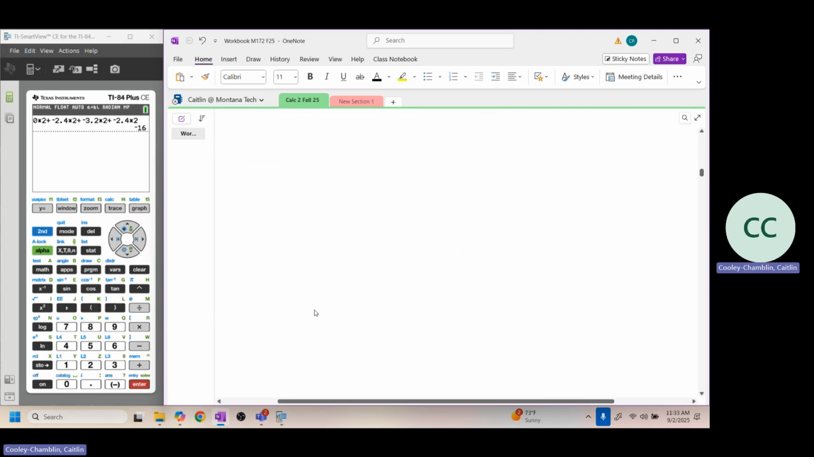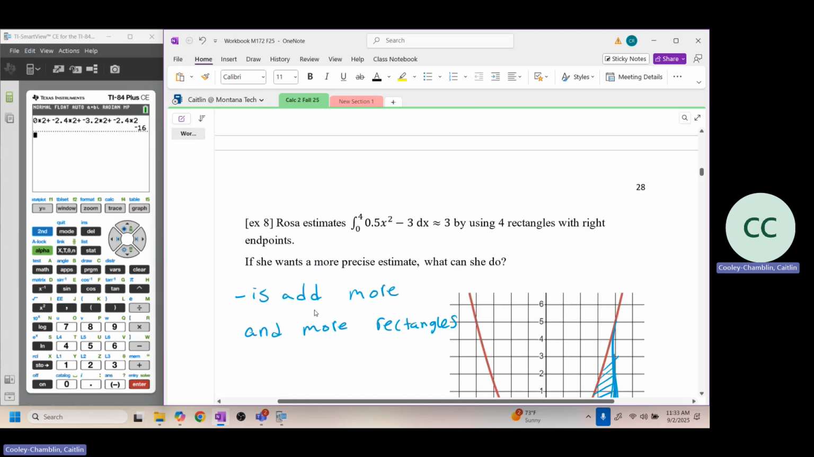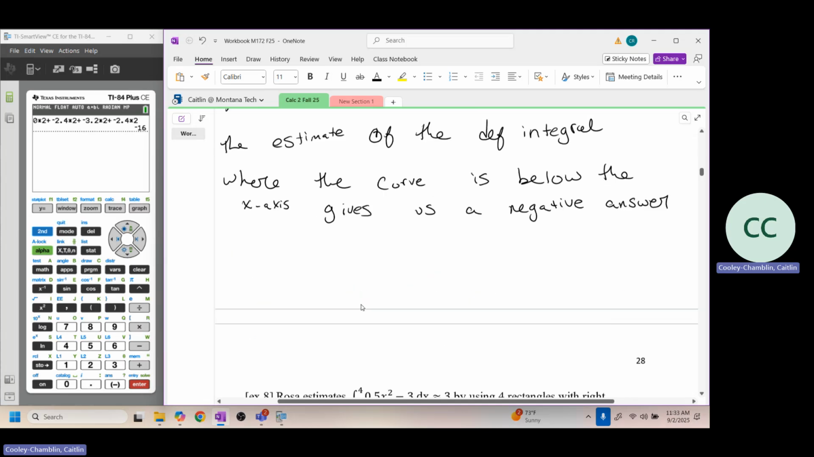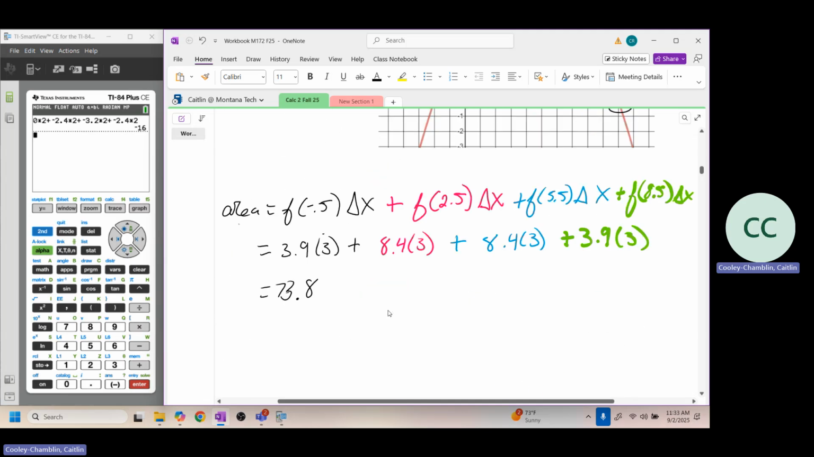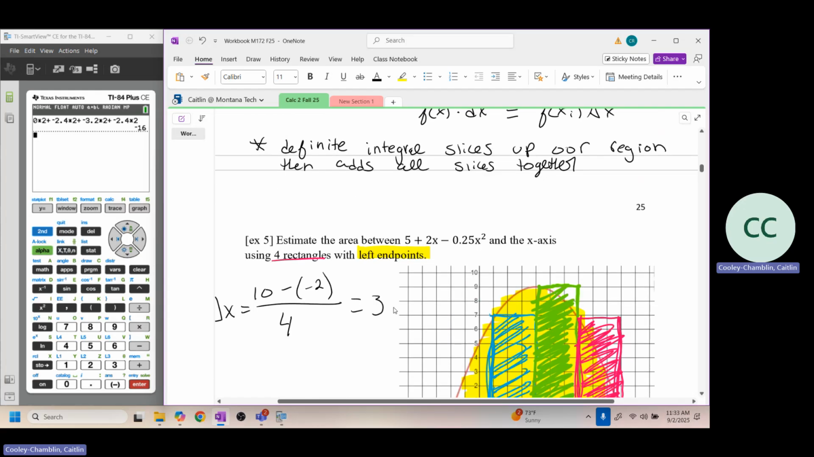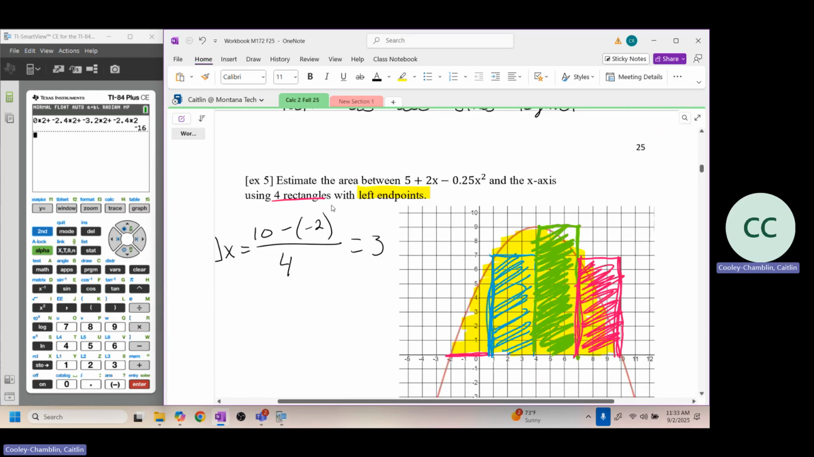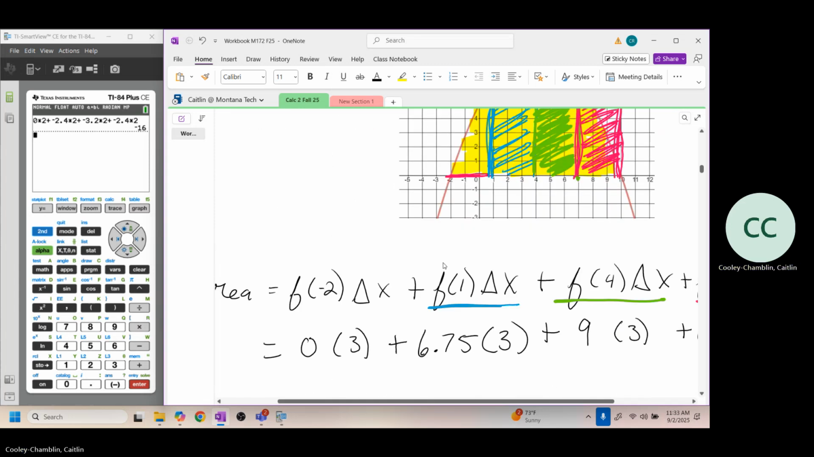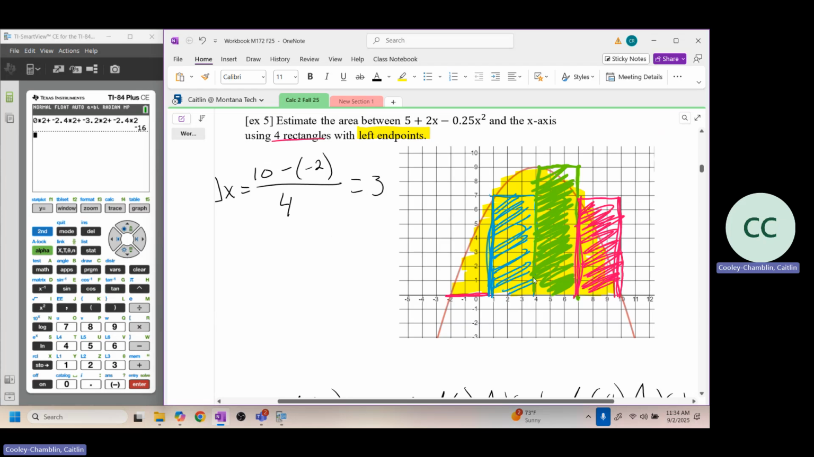Okay, guys, that's all I have for you today. This was just kind of tying up any loose ends for Riemann sums. Really, the thing about them is you can do left endpoints, right endpoints, midpoints, and multiple rectangles, but ultimately you're finding rectangles, finding the area of them, and adding them up.